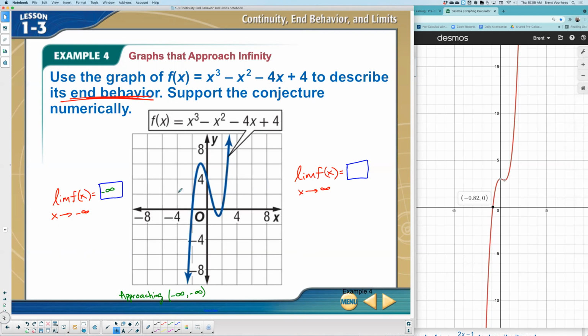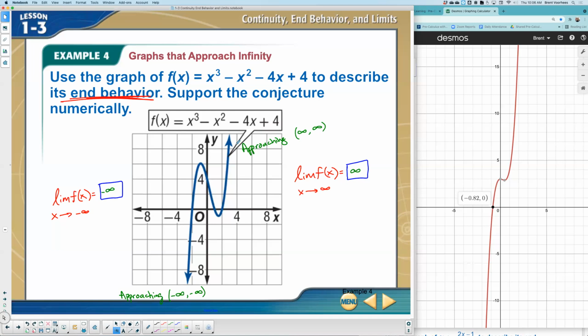Okay, what about as we move right forever? Is this piece over here going up, down, flat, or stopping at some point? It's going up. What symbol represents up? A positive infinity. So that would be my answer for that limit. Again, if you were going to write it out using words, you'd say it's approaching. What point is it approaching? It's approaching the point positive infinity, comma, positive infinity. That means it's moving right and up forever.